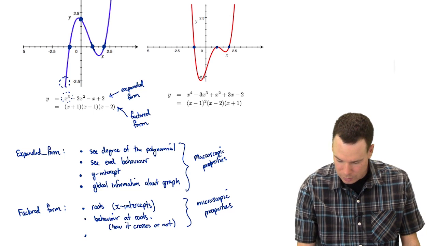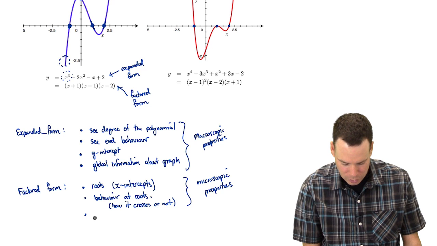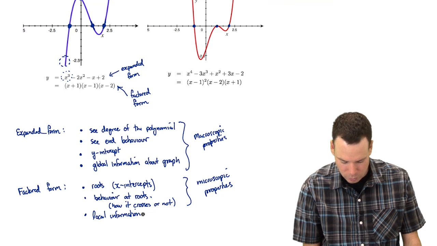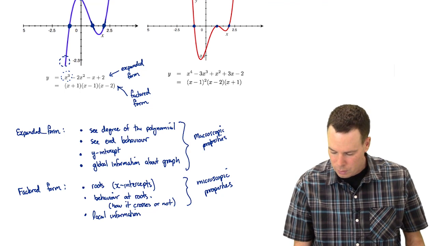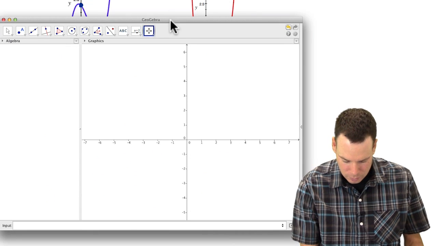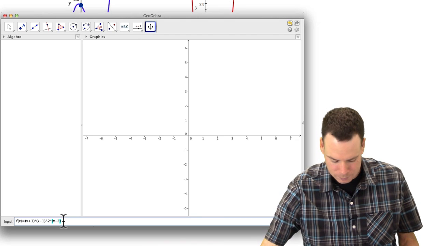So maybe I should indicate that by contrast, macroscopic versus microscopic, or global information. Here we get local information, what's going on at and around the roots. It might be good just to come up with a more general visualization. So let's plot that last example here.